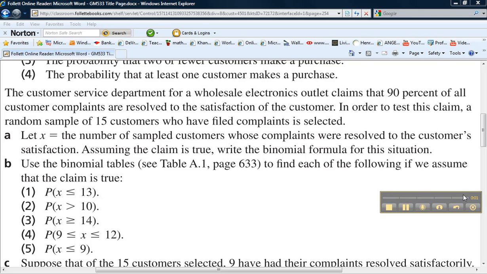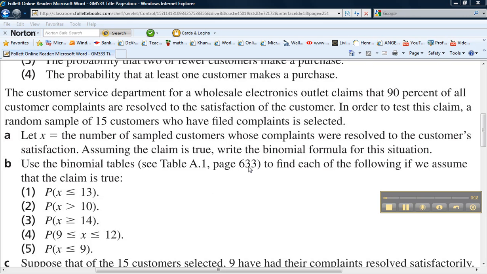Okay, here we have problem 5.25. Let's look at it. It says the customer service department for a wholesale electronics outlet claims that 90% of all customer complaints are resolved to the satisfaction of the customer. In order to test this claim, a random sample of 15 customers who filed complaints is selected.